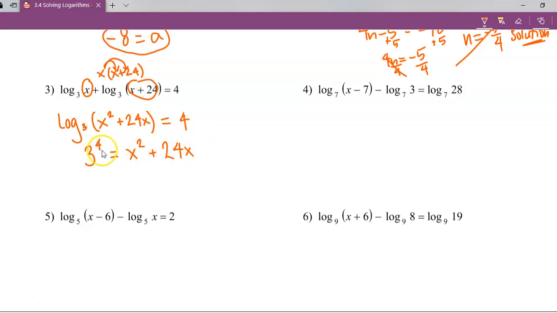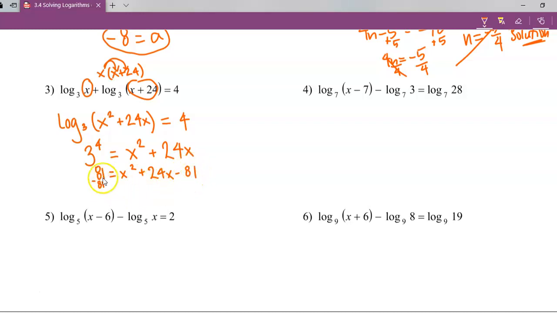Now 3 to the 4th power, let's just quickly see what that is equal to in my calculator. So 3 raised to the 4th is equal to 81. So I have 81 equals x squared plus 24x. Now this is a quadratic because my first x is squared and then I just have a regular x. So I need to solve this like a quadratic. So I can either factor it using x factoring, or I can use the quadratic formula. Either way, I need to get one side equal to 0 and get it in standard form.